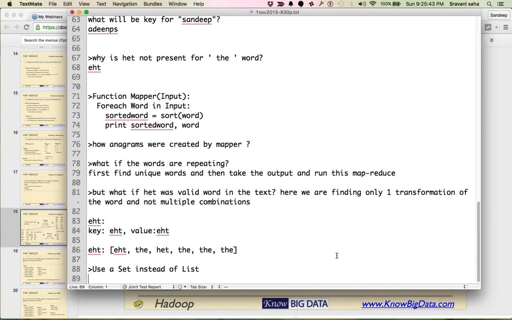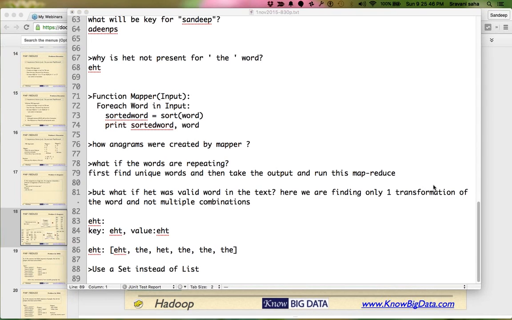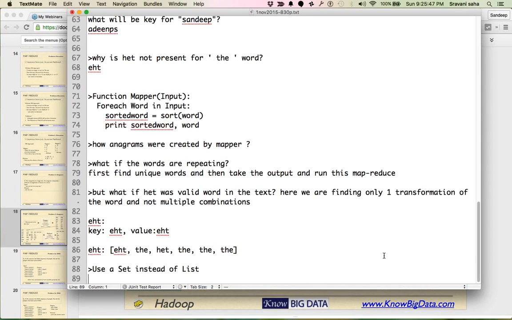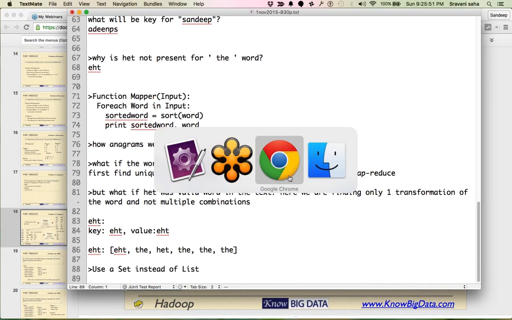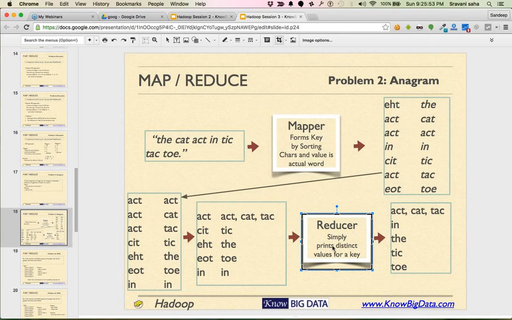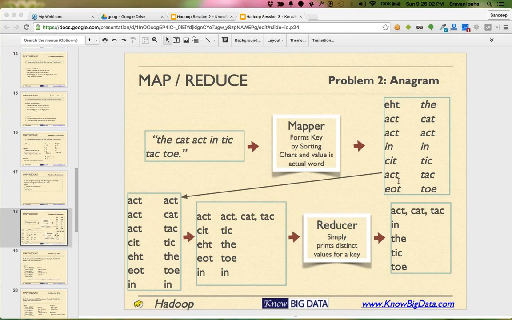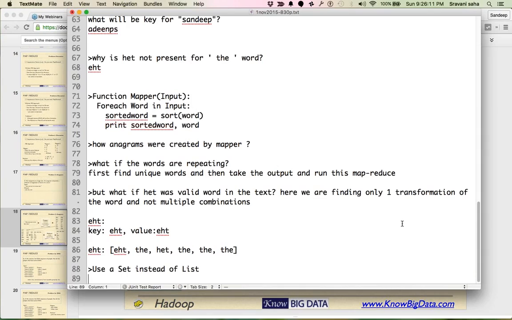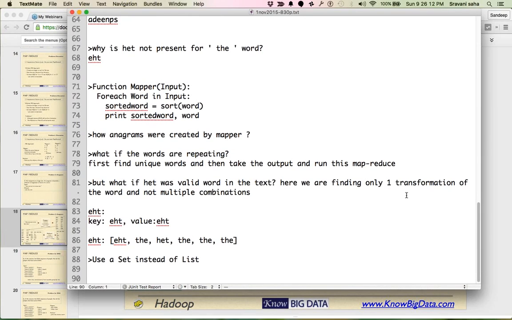So Ravi is saying use set instead of list. Yeah. So when we are computing the distinct, we could use the constructs provided by a programming language. We could use a construct to find the unique in various ways. One of the ways is to find the set, and that's what Ravi means by that. Thank you, Ravi.